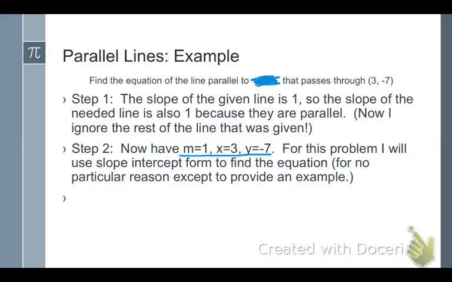So now my problem has become just that of having a slope and a point and finding the equation of a line. I'll use slope-intercept form to find the equation, just to give you an example, and I suspect most of you are doing it that way.